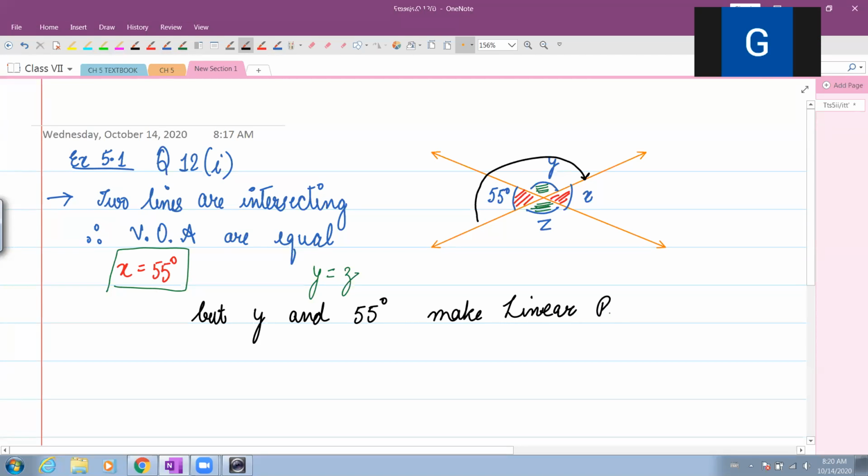मैम नीचे वाले एक्स जेड को नहीं ले सकते थे? वो भी ले सकते हो आप बेटा, स्ट्रेट लाइन चाहिए आपको. You need a straight line and two angles. So you could take this straight line on which you have y and 55, or you could take the other slanting line on which you have z and 55. Any line with two angles.